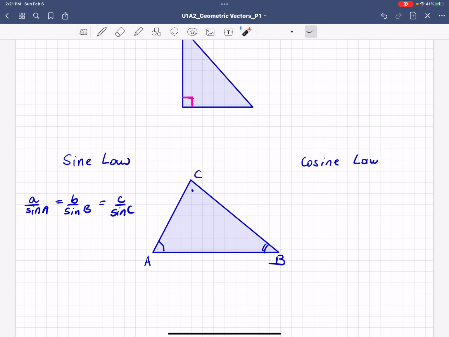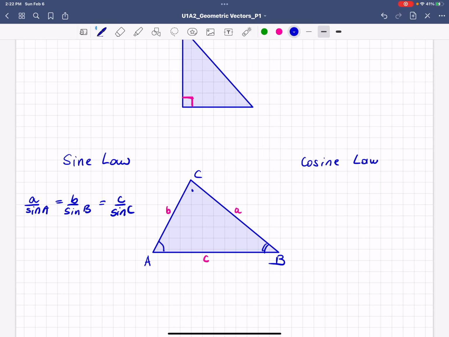So for this triangle ABC, where angles A, B, and C are different from each other, remember we use uppercase letters for angles and lowercase letters to label the sides. Then we write the sine law as a over sine A, so side length a divided by the sine ratio of the angle A, which is opposite to the side, equals b over sine B equals c over sine C.